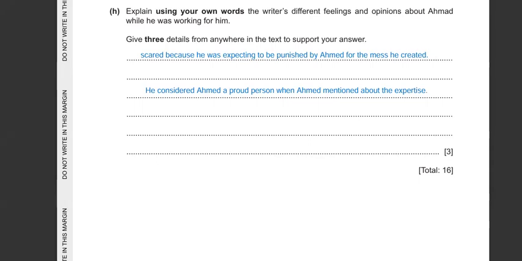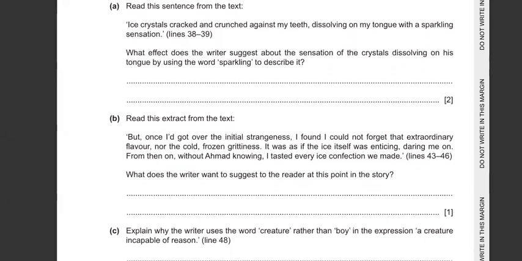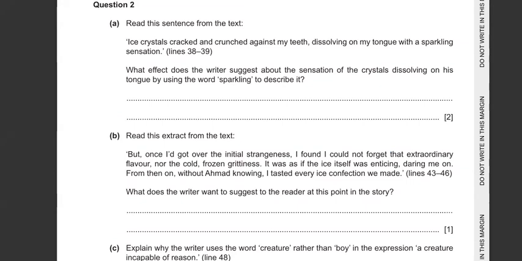Now, let's move on to the next part of our paper number one, which is our question number two, and this is the use of language. As far as the structure of question number two is concerned, we would be given a text and we would be asked questions. Question number two, part A says: ice crystals cracked and crushed against my teeth, dissolving on my tongue with a sparkling sensation. What effect did the writer suggest about the sensation of the crystals dissolving on his tongue by using the word sparkling to describe it?